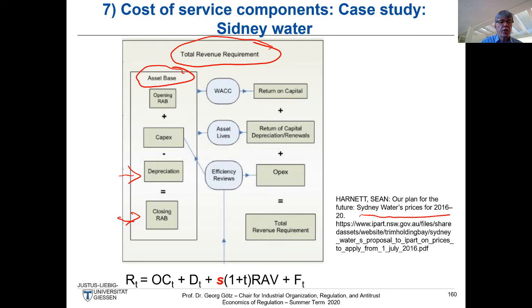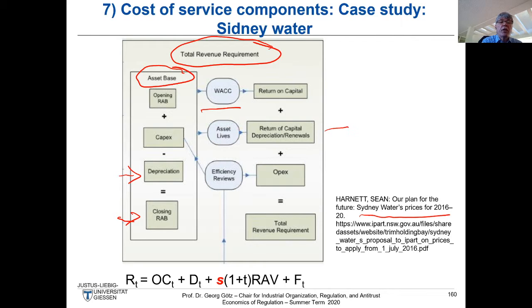At the end of the year you get the closing regulatory asset base. So this is what you have in terms of assets, and then you use what is called the weighted average cost of capital, which we will discuss in a minute, which determines your capital cost because it gives you the return on capital you are allowed to earn. Applying that to your asset base, you get what you have in terms of capital cost here.